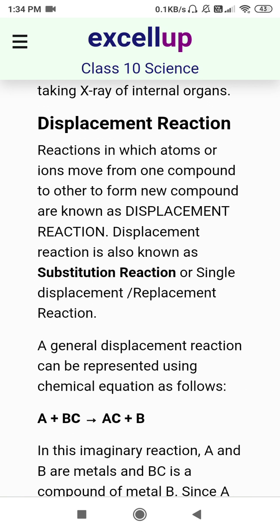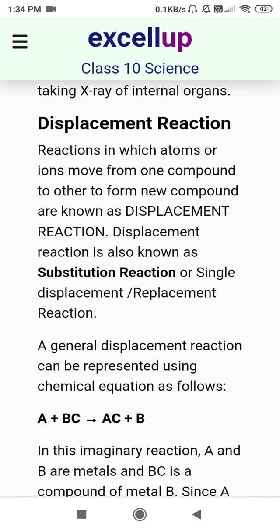Then another type of reaction is displacement reaction. A reaction in which atoms or ions move from one compound to another to form a new compound is known as displacement reaction. Displacement reaction is also known as substitution reaction, because one ion displaces another ion from a compound.